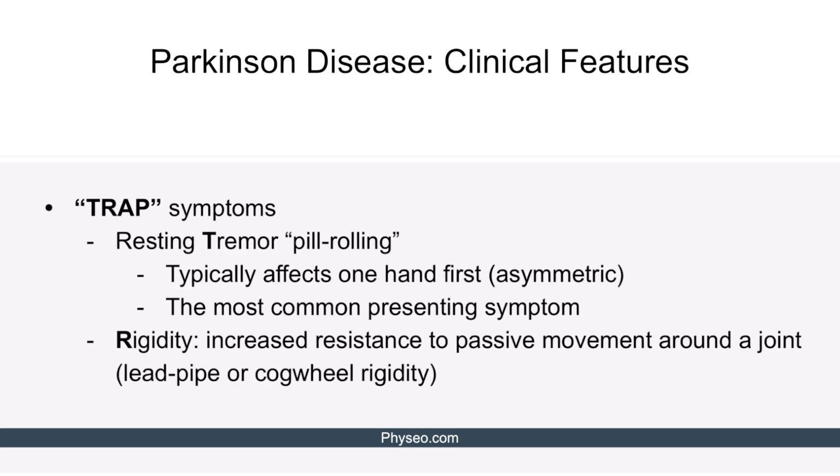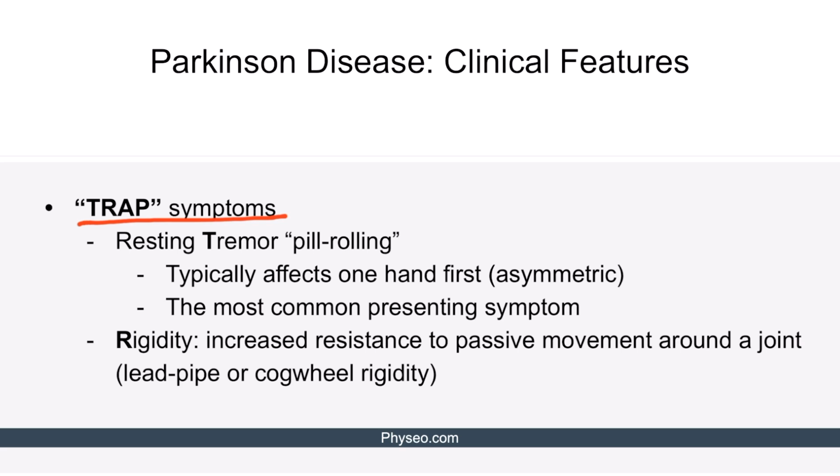To remember the main clinical features of Parkinson's disease easily, we will use the mnemonic TRAP. So let's see what these four letters stand for. First, T stands for tremor. The tremor in Parkinson's disease is a resting tremor that is apparent when the body part is relaxed. It is sometimes called pill rolling.